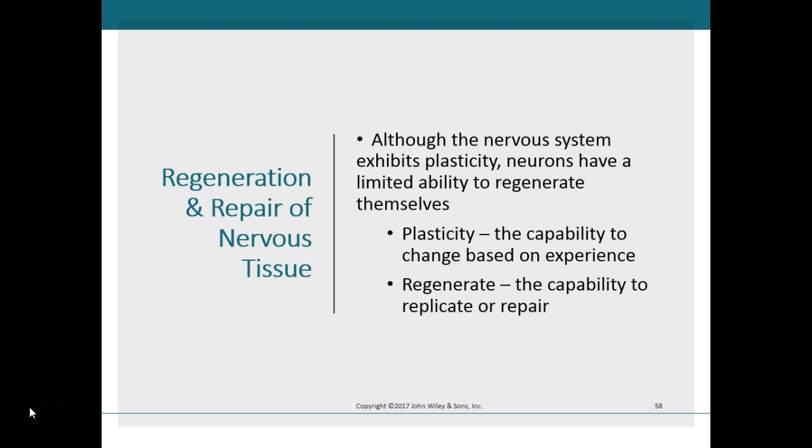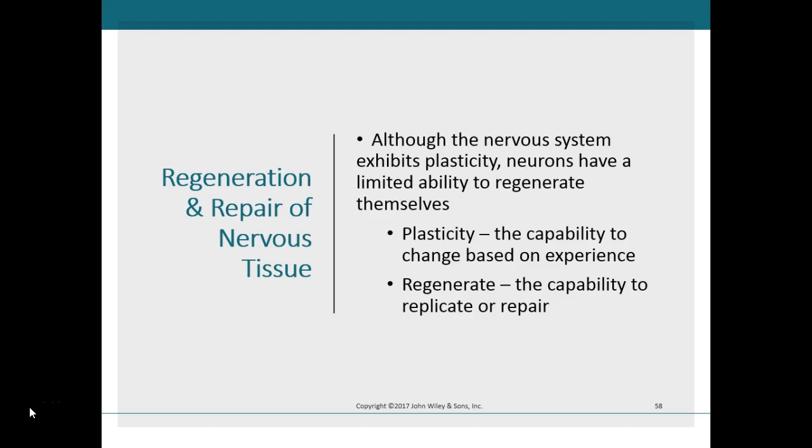Your nervous system exhibits a characteristic known as plasticity, which is the capability to change based on the experiences of your life, what your nervous system is doing, what you're thinking, what you're processing. At the level of individual neurons, the changes can include sprouting new dendrites or making new proteins, or simply changing the synaptic contacts between the neurons and other cells, other neurons. So chemical and electrical signals drive these changes, but despite this plasticity, our neurons have very limited power to regenerate, to repair or replicate themselves.